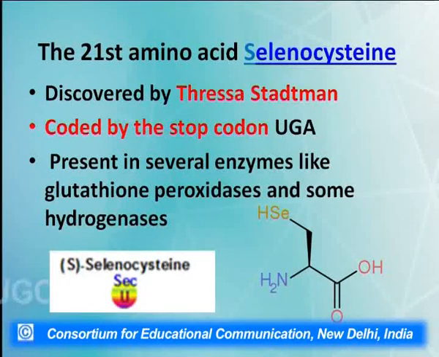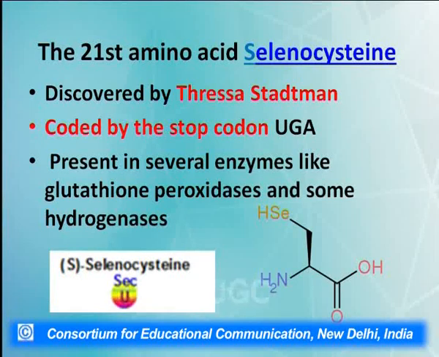The 21st amino acid is selenocysteine. It is a derivative of cysteine, in which the sulfur of the thiol, that is the SH group, has been replaced by a selenium group. So when we give the 3-letter abbreviation for selenocysteine, we take the 2 letters of seleno, that is SE, and then we take C from cysteine, which indicates that this is a modification of the cysteine molecule.